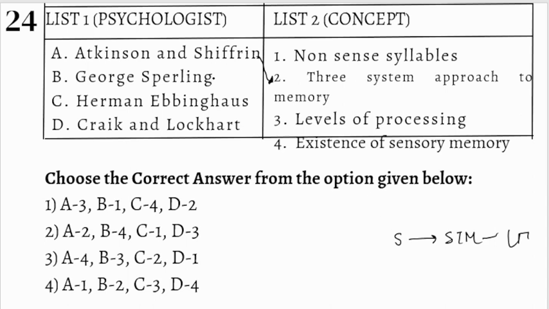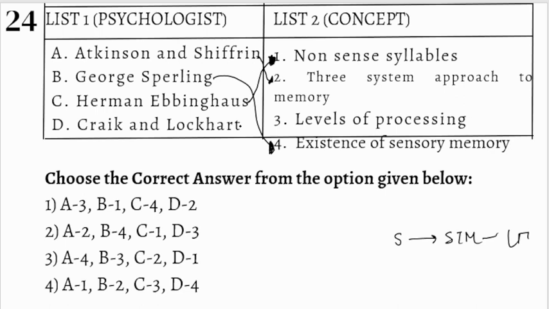George Sperling did research on iconic memory. So he talked about the existence of sensory memory and he took into account the partial report procedure. Hermann Ebbinghaus started to learn nonsense syllables in the CVC format. He also gave us the curve of forgetting. We forget most of what we have learned in the first 9 hours.